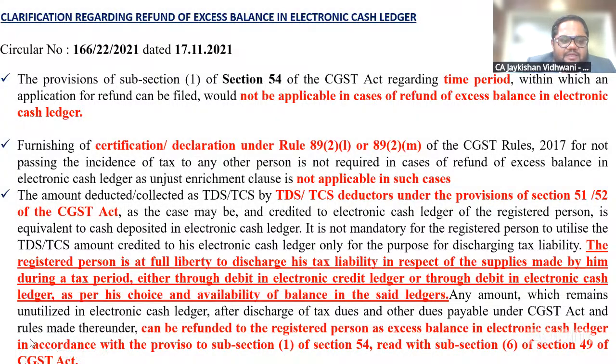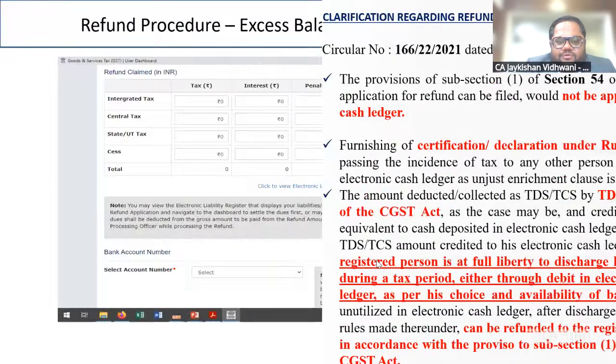Now, there are certain clarifications that are issued by the government. So, firstly, I will refer to this circular, which is 166/2021, wherein, what is that time limit we had seen at the first session, that relevant date of claiming any refund, 2 years timeline, whether the same is applicable to this type of refund. So the answer is a clear no, that as per provisions of section 54(1), the time limit of 2 years of the relevant date, which is applicable to all other cases, is not applicable in this case of refund of excess balance.